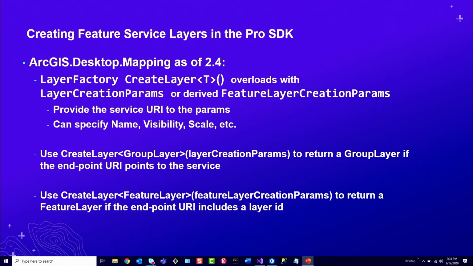So when you provide the URI to the LayerCreationParams, you set the templated type to GroupLayer, and CreateLayer will return a group layer, same as I described before. If your endpoint URI includes a specific layer ID, use FeatureLayerCreationParams and set the templated type to FeatureLayer.